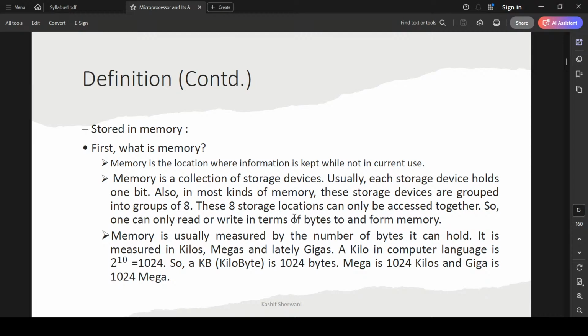So you have to take 1 byte, 2 bytes, and 1 byte is 8 bits. So you can take a group of 8, 16, 32, 64. Memory is usually measured by the number of bytes it can hold. So memory can hold a group of eights, and how many groups of eights it can hold, we can measure in kilo, mega, and now giga. Now a kilo is 2 to the power of 10, 1024 bytes, mega is 1024 times this, and giga is 1024 mega.